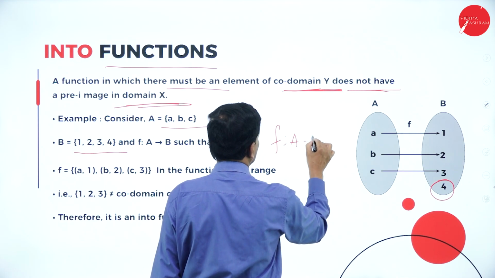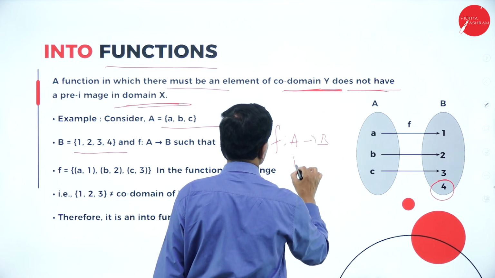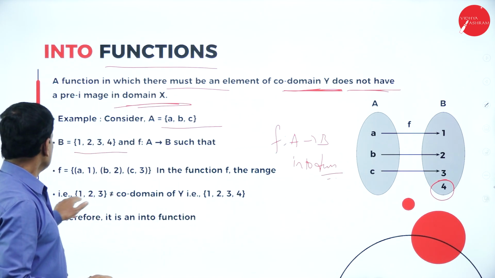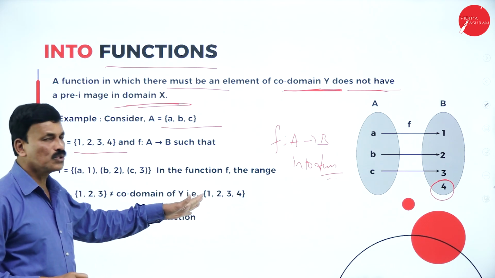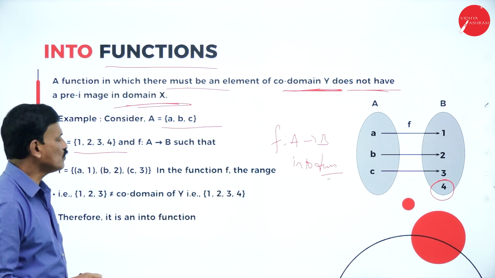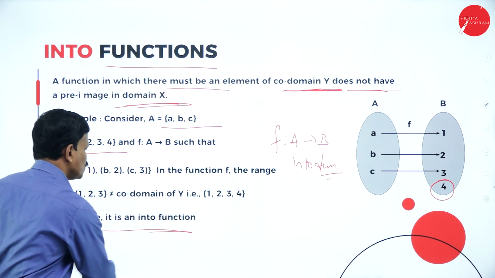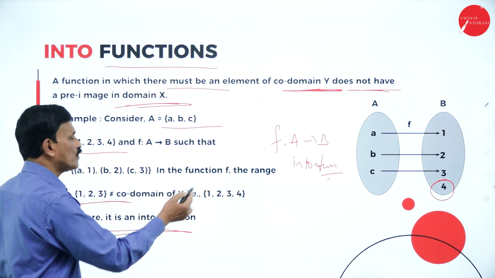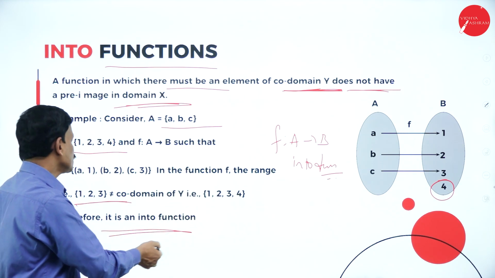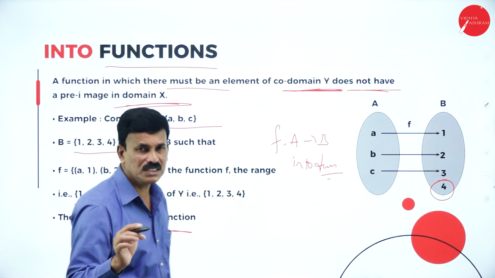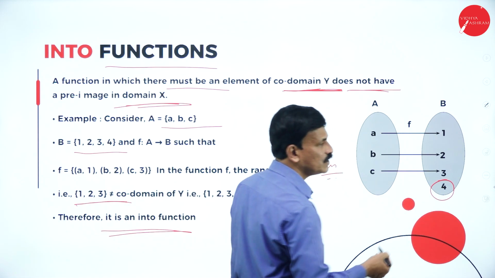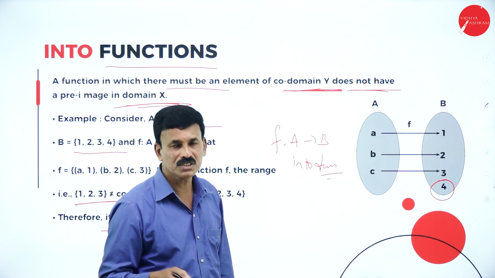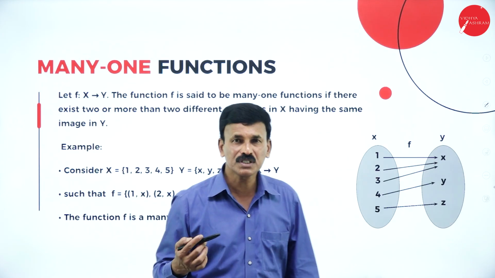We can write f from A to B is an into function. That means the range 1, 2, 3 is not equal to the codomain Y. What is the codomain? 1, 2, 3, 4. Therefore, it is an into function. In general, at least one of the elements in B should not have any pre-image in set A, then it is called an into function. That's it. Now, let us come to the next one.